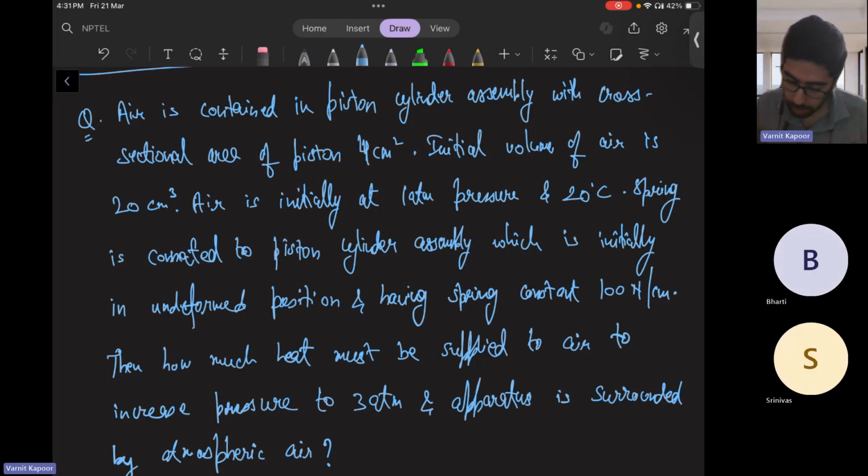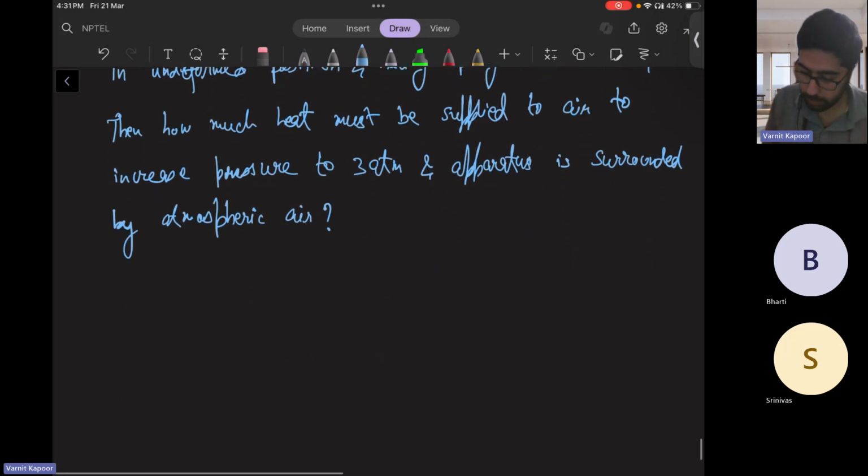It's given that the initial volume of the air is given. The air is initially at a given temperature and pressure condition, and it is connected to a spring. For this piston cylinder device, it's asked how much heat we should supply so that the pressure increases to 3 atmosphere. All right, so let us do it.